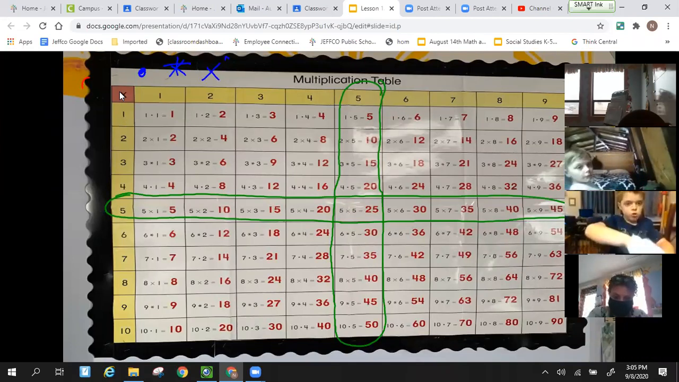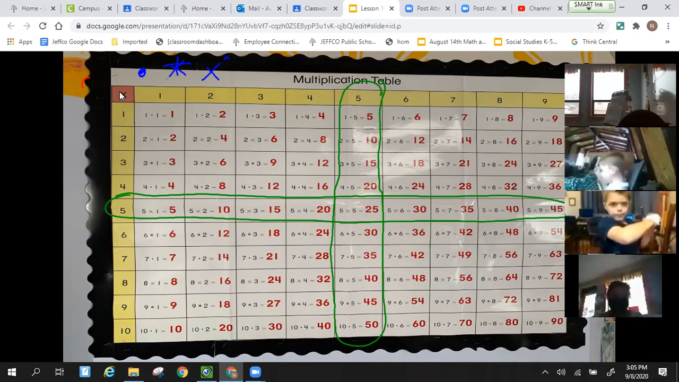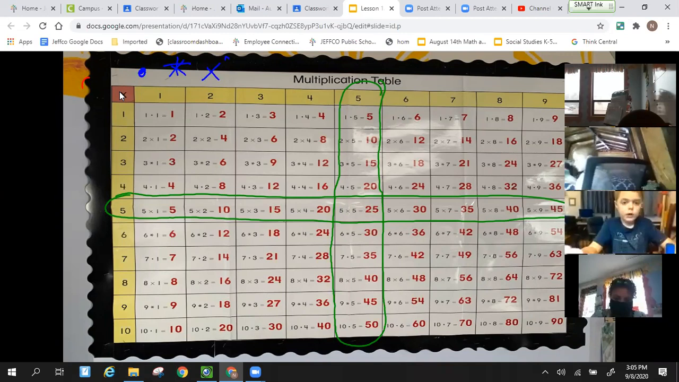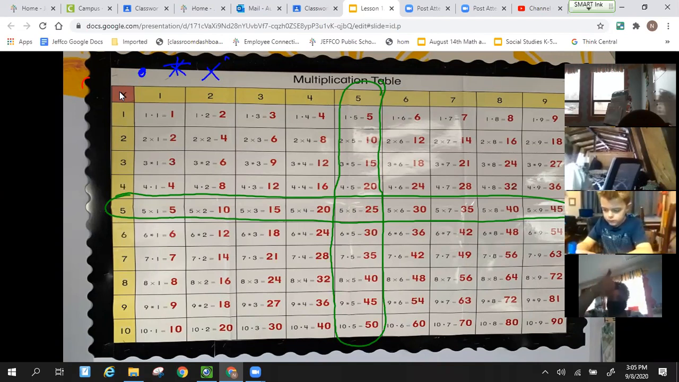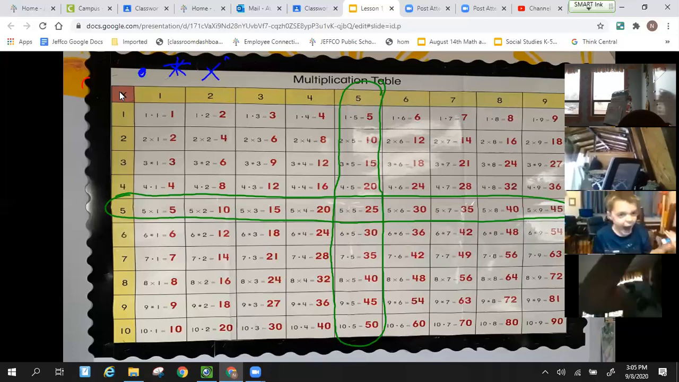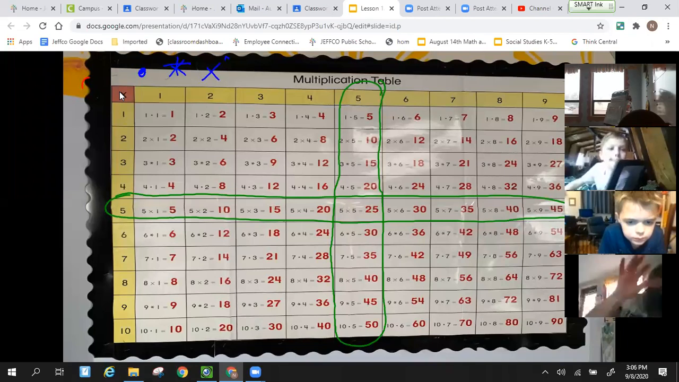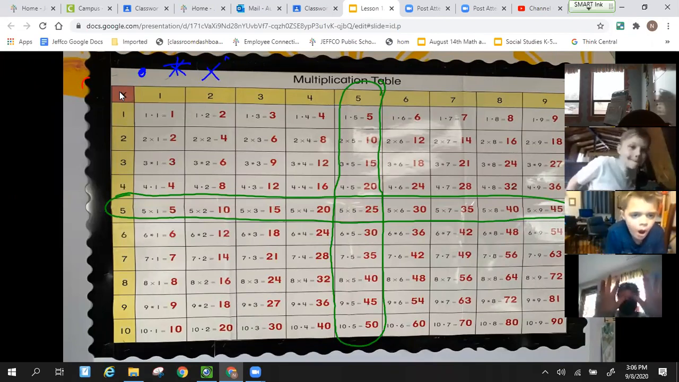6 times 5. Do it with me, Abby. Fingers are up. 6 times 5. 5, 10, 15, 20, 25, 30. Hey, shake them out. We're almost there. 7 times 5. 5, 10, 15, 20, 25, 30, 35. 8 times 5. 5, 10, 15, 20, 25, 30, 35, 40. Shake them out. 9 times 5. 5, 10, 15, 20, 25, 30, 35, 40, 45. Last but not least, 10 times 5. 5, 10, 15, 20, 25, 30, 35, 40, 45, 50.